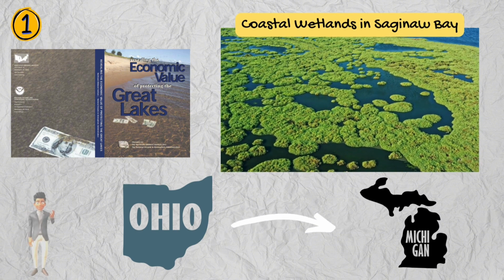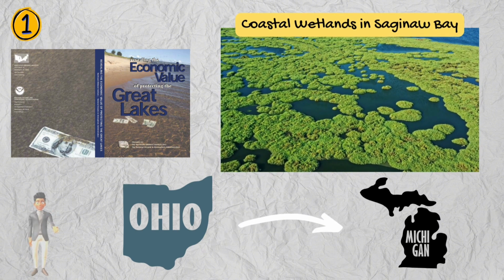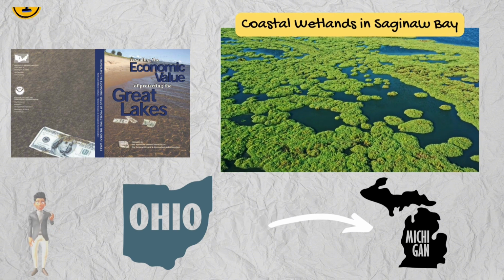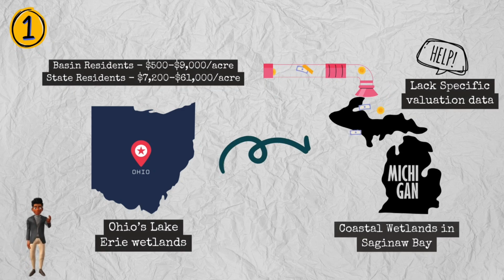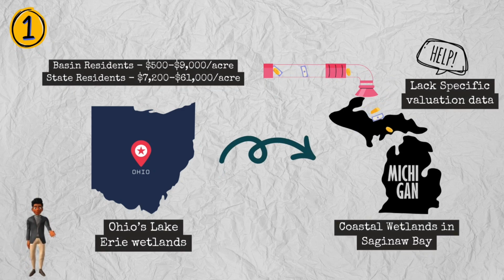First, we travel to Michigan, where the state wanted to restore coastal wetlands in Saginaw Bay. The challenge? They needed to estimate the benefits, but lacked specific valuation data. Researchers turned to a study from Ohio's Lake Erie wetlands for help. By assuming similar values, they estimated benefits ranging from $500 to $61,000 per acre, depending on the area. This guided Michigan's decision-making on wetland restoration.